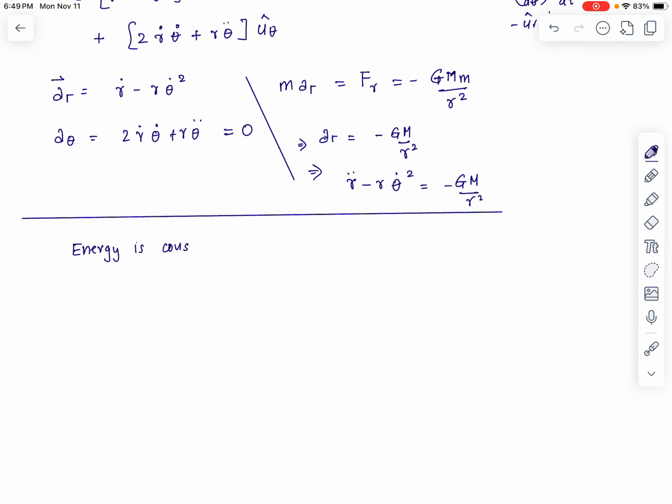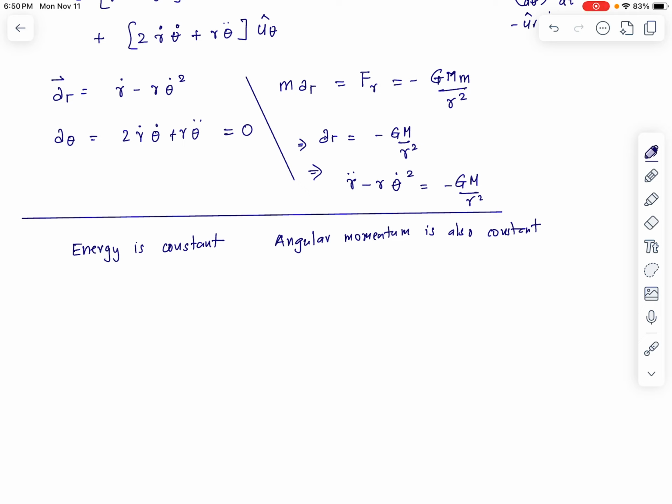Okay, and not only that, the angular momentum is also constant. And why? Because there are no external forces here. Okay, so in the planet and the sun system, there are no external forces, so the energy is conserved, right? Also, the angular momentum is conserved, right?